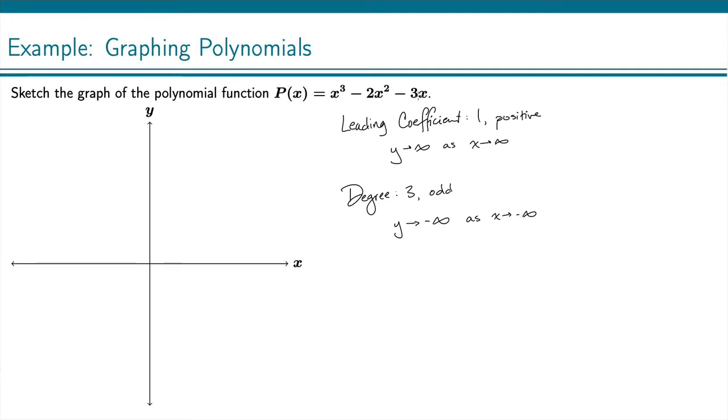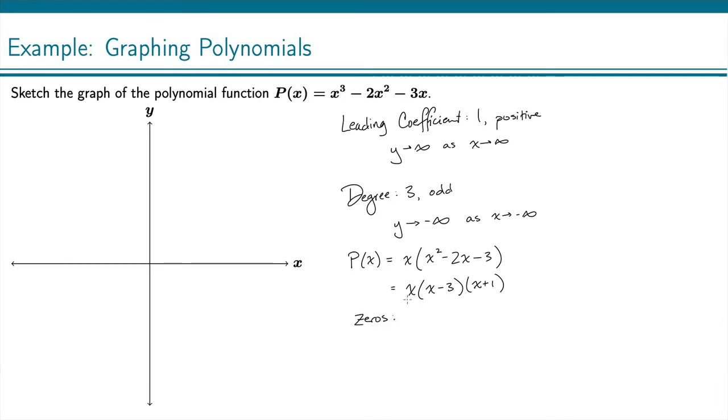Then we want a factored form of our polynomial. So first we can factor an x out of this. So we have x times x squared minus 2x minus 3. And then this quadratic we can factor. That's going to be an x minus 3 times an x plus 1. And then from our factored form, we can get our zeros.